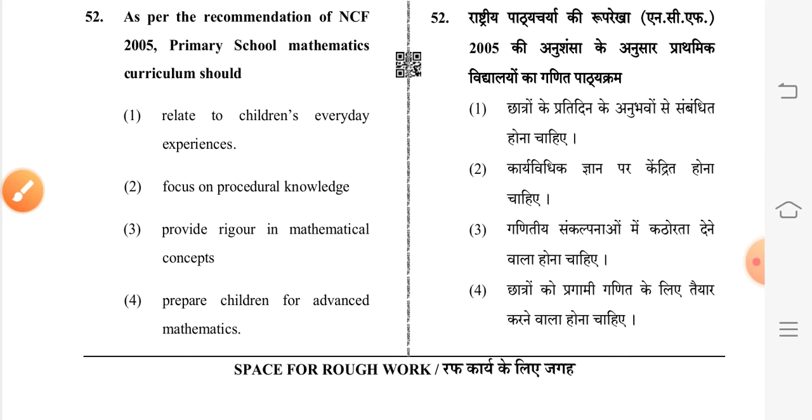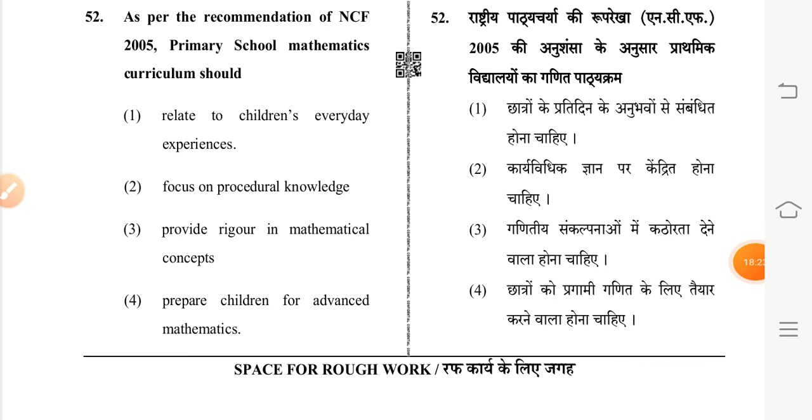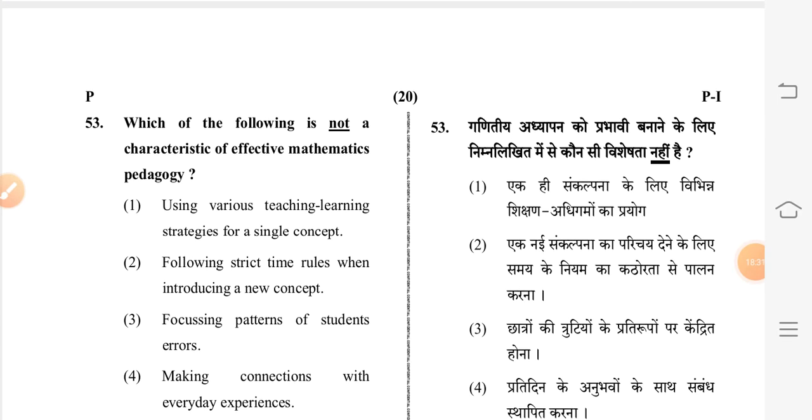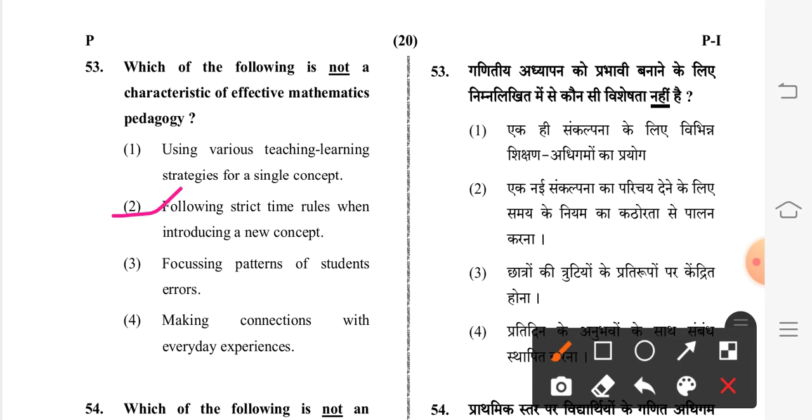Question number 52. As per the recommendations of NCF 2005, primary school mathematics curriculum should. First option is correct. Related to children's everyday experiences. Next question. Which of the following is not a characteristic of effective mathematics pedagogy? Second option is correct. Following strict time rules when introducing a new concept.